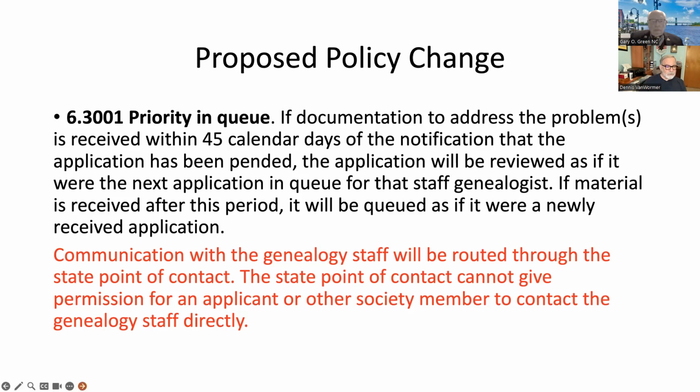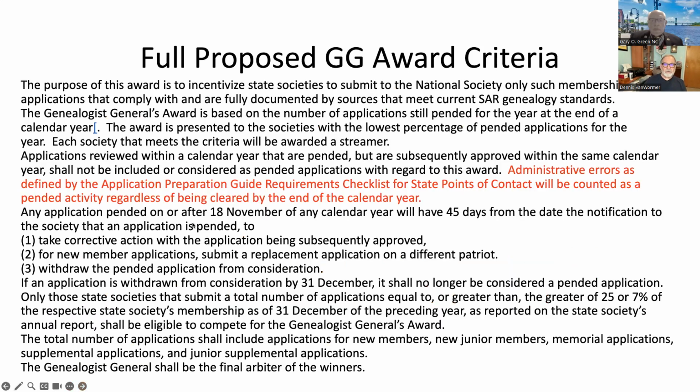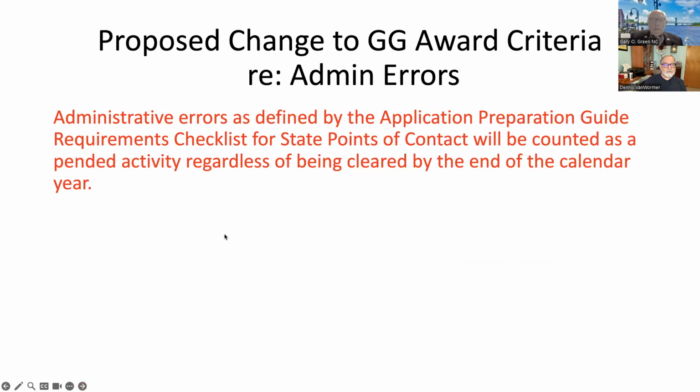The other proposal is to the Genealogist General Award. This is the award that he presents to state societies based on a number of criteria. I'll leave it here for you to read the details, but what I want to address is the part in the middle that's in red, which I'll show in larger type here. So he's proposing the add of administrative errors as defined by the application preparation guide requirements checklist will be counted as pending activity regardless of being cleared by the end of the calendar year.